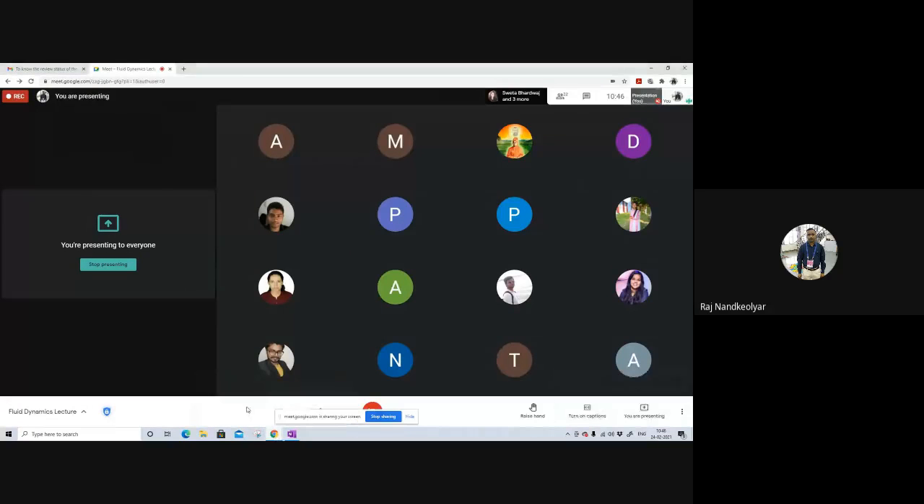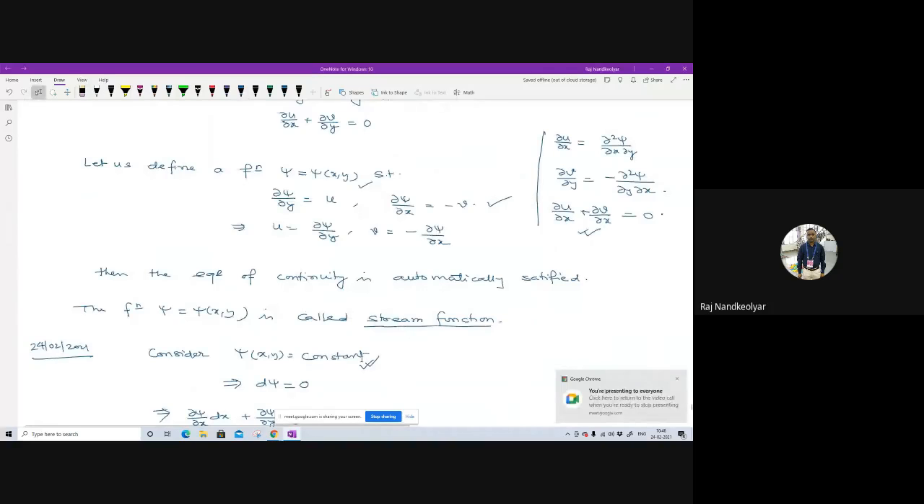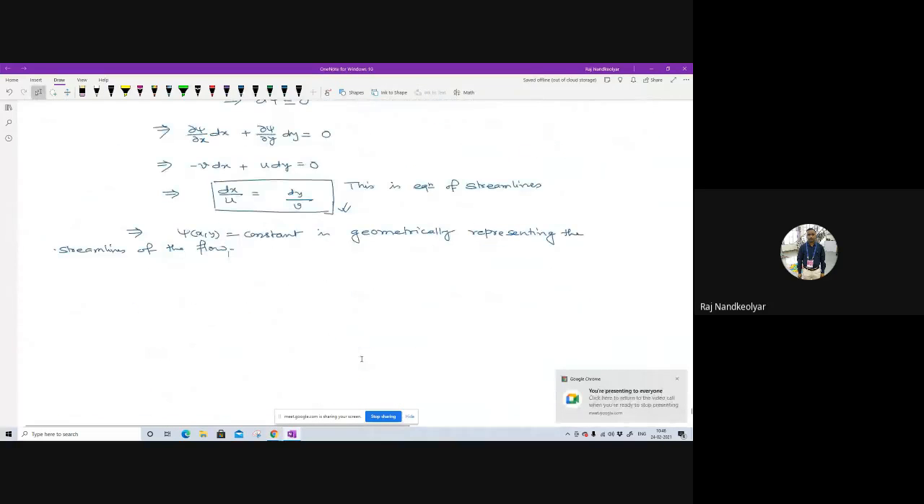If you plot the psi(x,y) equal to constant curve, those curves are actually the streamlines of the flow. Because psi(x,y) equal to constant represents the streamlines of the flow, the function psi is known as a stream function, because it gives you the streamlines of the flow. I hope it is clear to everyone.